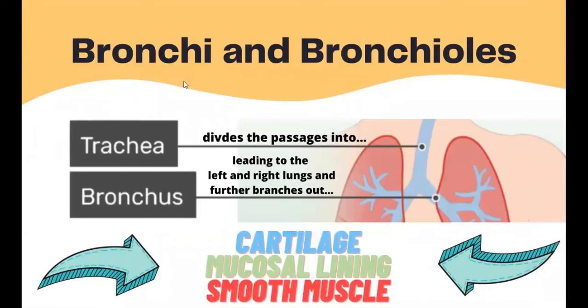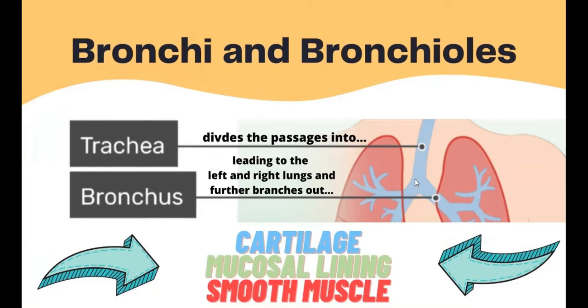As we can see here, we have bronchi and bronchus. Bronchus is singular and bronchi is plural. Leading to the left and right lungs, we have the bronchi. The bronchi transport air to and from the lungs. Cartilage, mucosal lining, and smooth muscle make up the bronchi. The cartilage prevents the bronchi from collapsing when you inhale and exhale, and the mucosal lining produces mucus, which traps foreign particles before they enter the lungs.